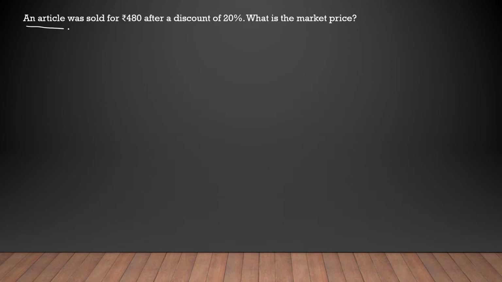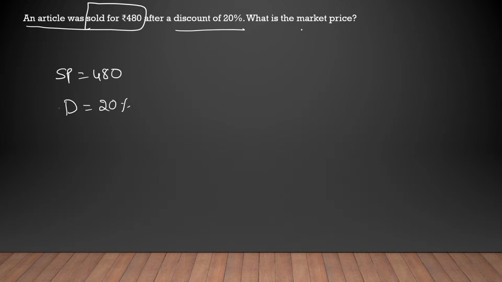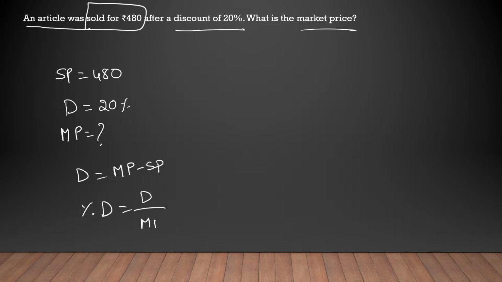See, an article was sold for 480. That means we know the selling price of the article is equal to 480 and they are giving a discount of 20%. So here discount percentage is equal to 20%. You need to find out the market price. Now how are you going to find out the market price? We know that discount is the difference between market price and selling price, and percentage discount is equal to discount by market price into 100. These two formulas are there and I told you in the previous class.